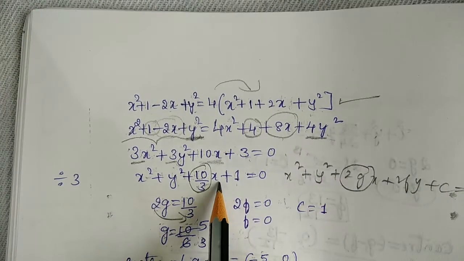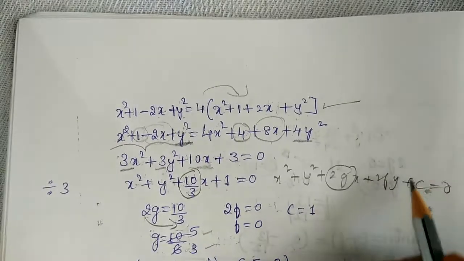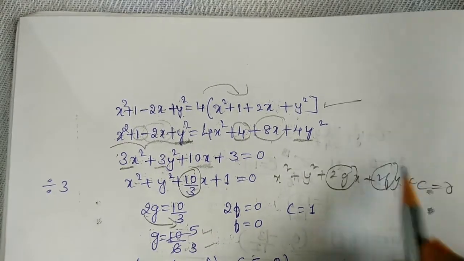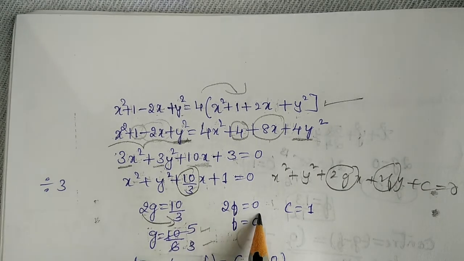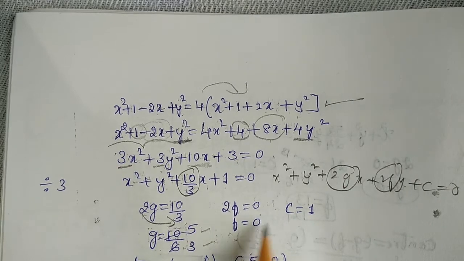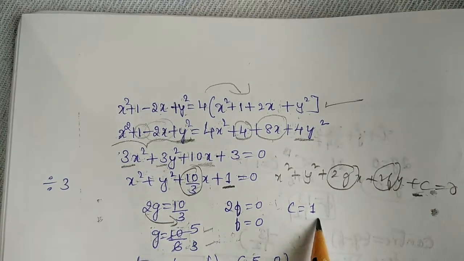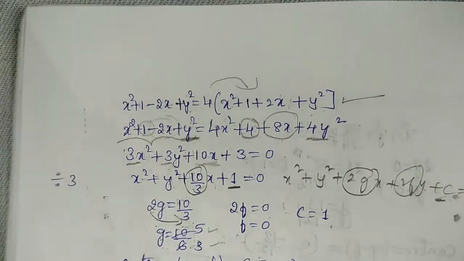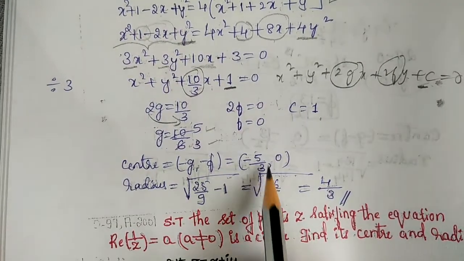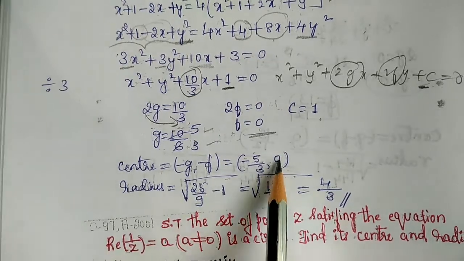And next, here we don't have any y coefficient, therefore 2f. Here we have y coefficient as 2f. Here we don't have any y coefficient, therefore the y coefficient is absent, therefore 2f is equal to 0, f is equal to 0. Then here we have constant c, so c is equal to 1. On comparing, so what is the center? Center is, we know that minus g comma minus f, so minus 5 by 3 comma, what is f? f is 0, so 0, this is the center.